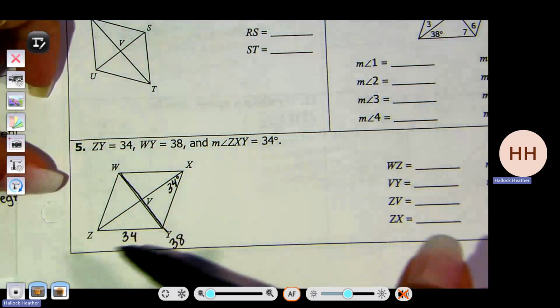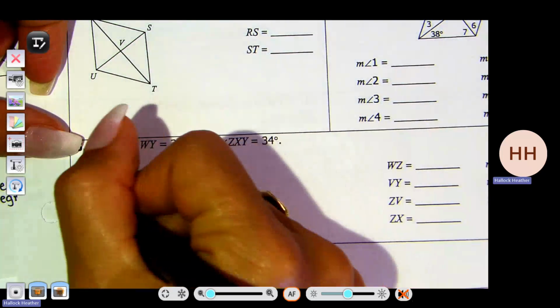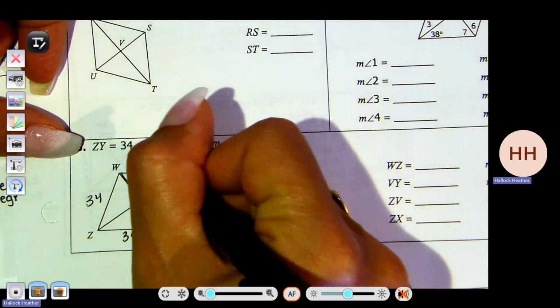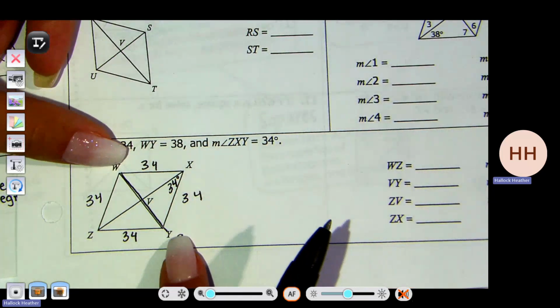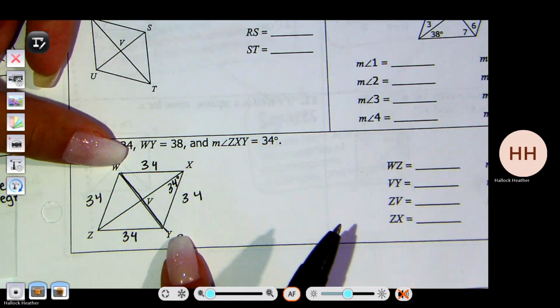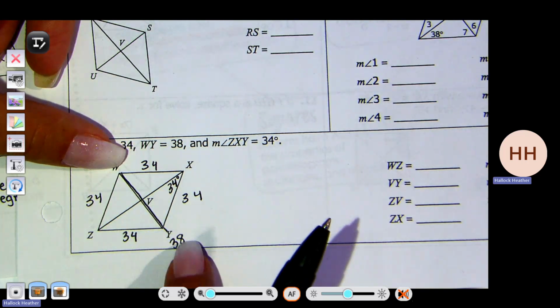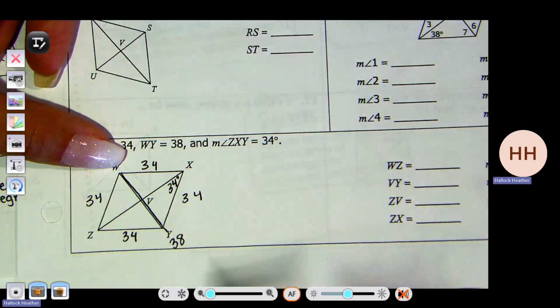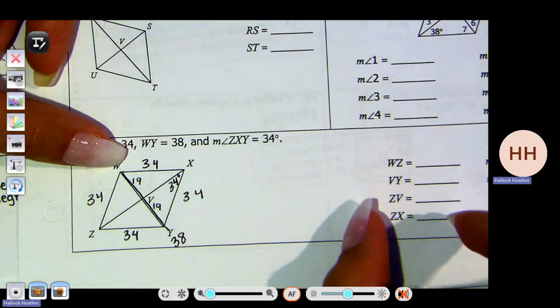So let's worry about the sides for now. If 34 is here, where else can 34 go? All the other sides. So you have 34 here, you have 34 here, you have 34 here. That's nice. If the whole thing is 38, if I cut it in half, because we're still bisecting the diagonals, what's 38 cut in half? So this piece is 19. This piece is 19. So let's worry about the sides first, and then we'll worry about the angle.